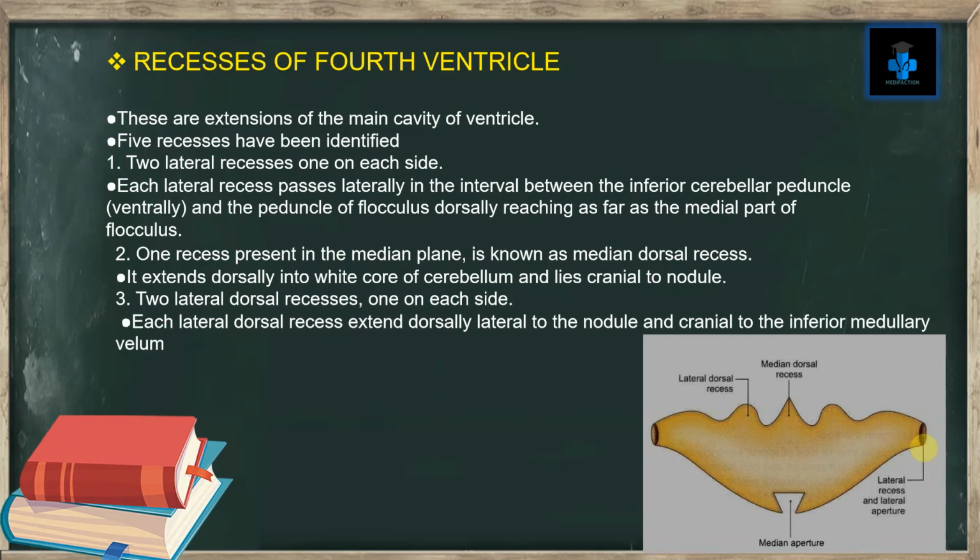Number 2. One recess present in the median plane known as median dorsal recess, right here. It extends dorsally into white core of cerebellum and lies cranial to nodule. Number 3 is 2 lateral dorsal recesses, right here and this one on each side. Each lateral dorsal recess extends dorsally lateral to the nodule and cranial to the inferior medullary velum.